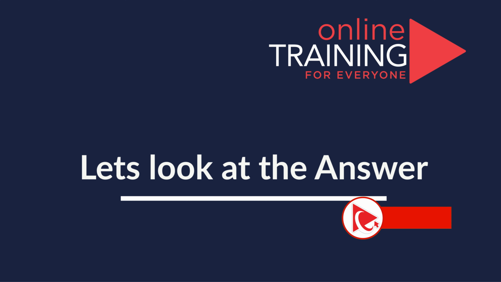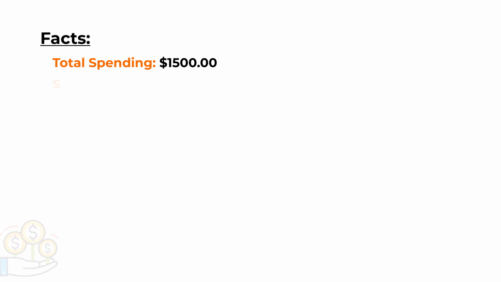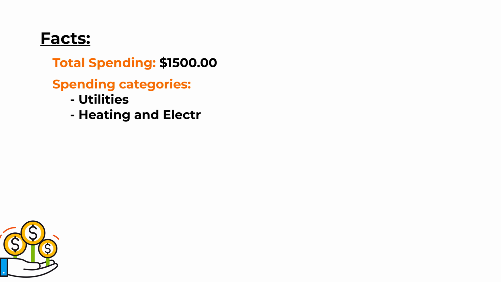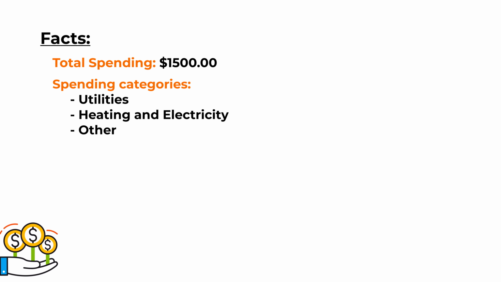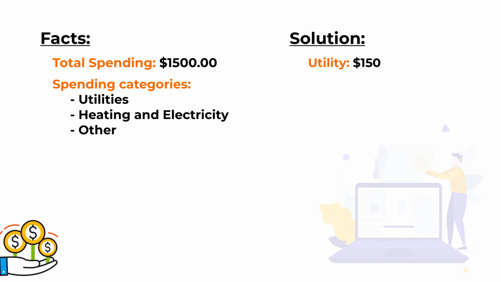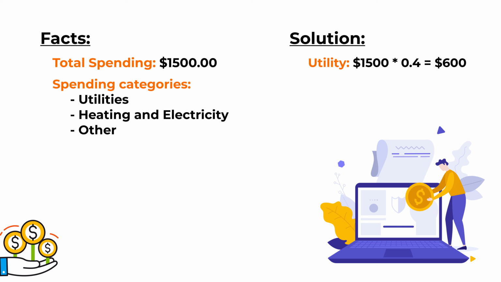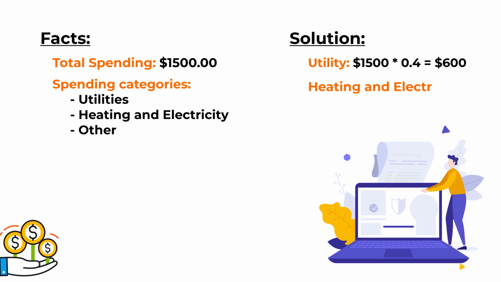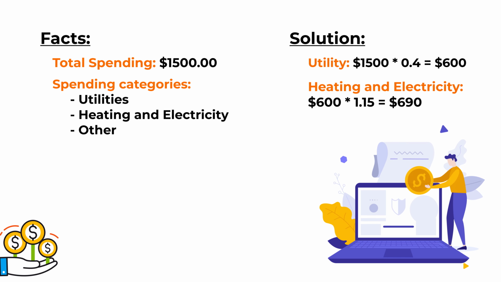Let's first look at the factual information. Total spending is $1,500, and the spending categories that we've learned about are utilities, heating and electricity, as well as others. Because there are 3 spending categories, let's calculate the values in each one based on the data that we have. To calculate the amount spent on utilities, we need to multiply 1,500 by 0.4, and the end result of this is $600.